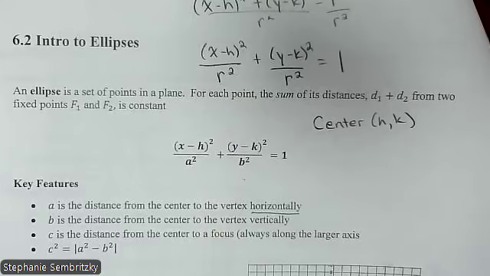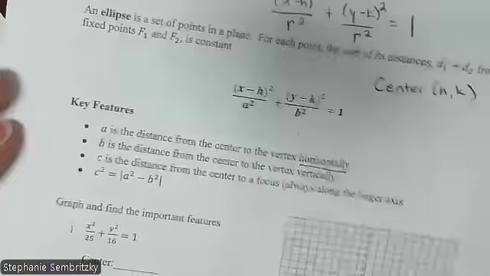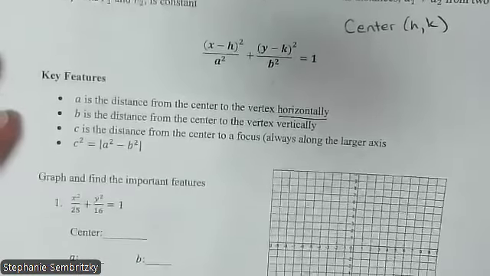Now there's also something called a focus, which is a really important point in an ellipse. And it kind of is where all the, for lack of a better term, energy is going to in an ellipse. And there's two special places that are called focus points. And we'll talk about how to find those in just a second. But first, we're just going to graph and see what an ellipse looks like.